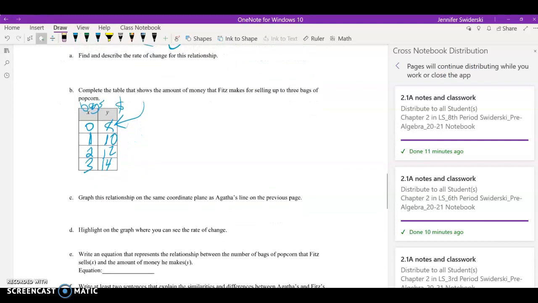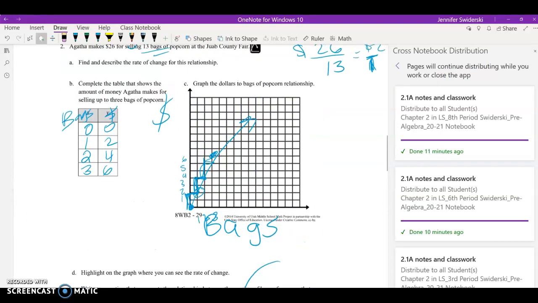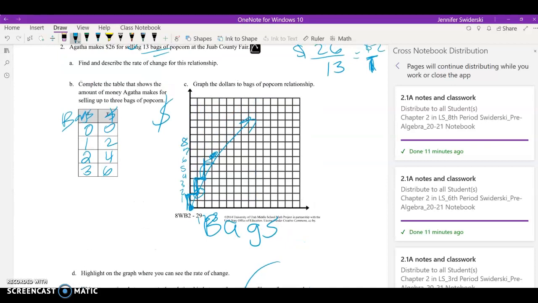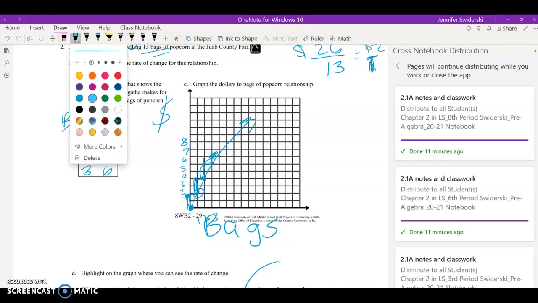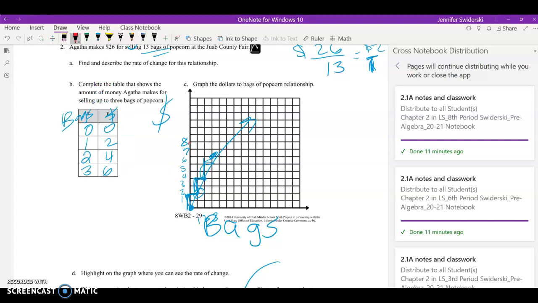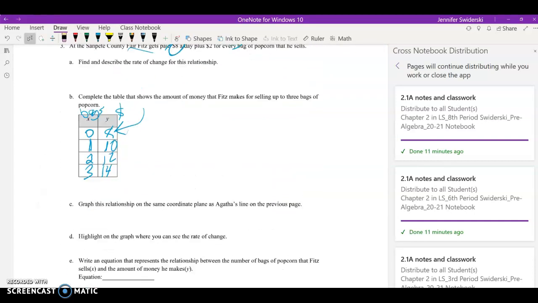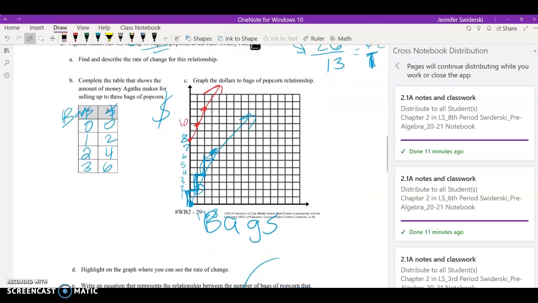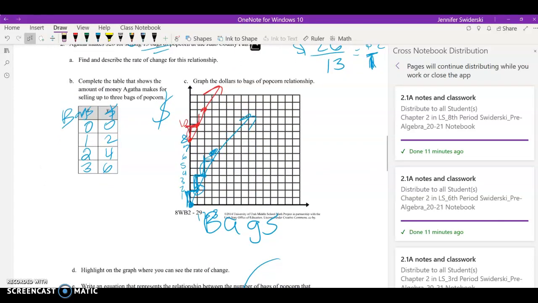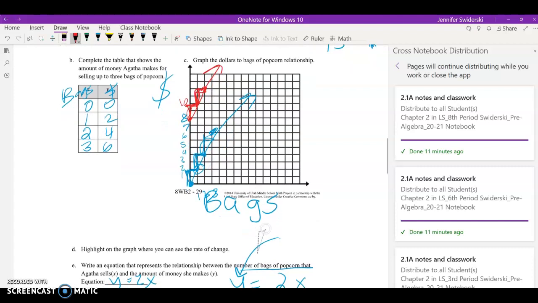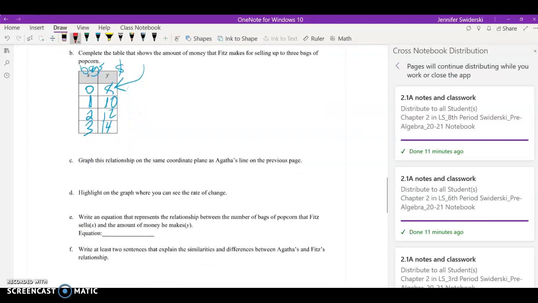So graph this relationship on the same coordinate plane. Well, if I come up here, Fitz, no matter what, still makes $8 through his company. If he sells 1 bag, he's at 10. 2 bags, he's at 12. So what do you notice about these? Is Fitz's graph proportional? No, his graph is not proportional. But I can still see the rate of change is still changing the same amount, but he's going to get more money than Agatha because he's starting with that $8.